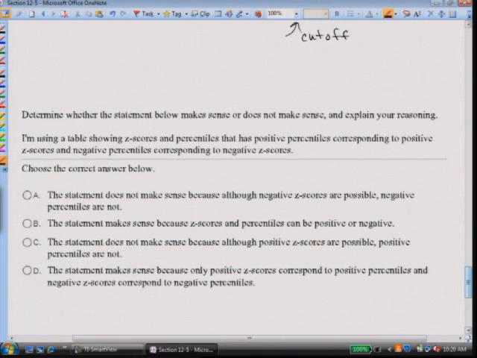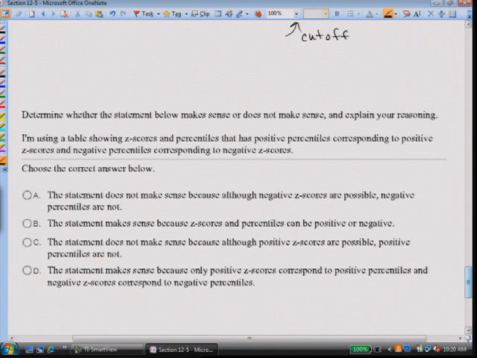Okay, determine whether the statement below makes sense or does not make sense, and explain your reasoning. So let's try to think about the statement first before we look at all the answer choices. Because I'm using a table showing z-scores and percentiles that have positive percentiles corresponding to positive z-scores and negative percentiles corresponding to negative z-scores. No.